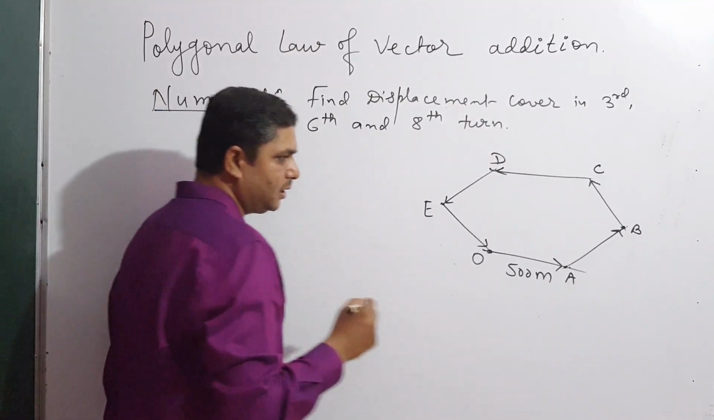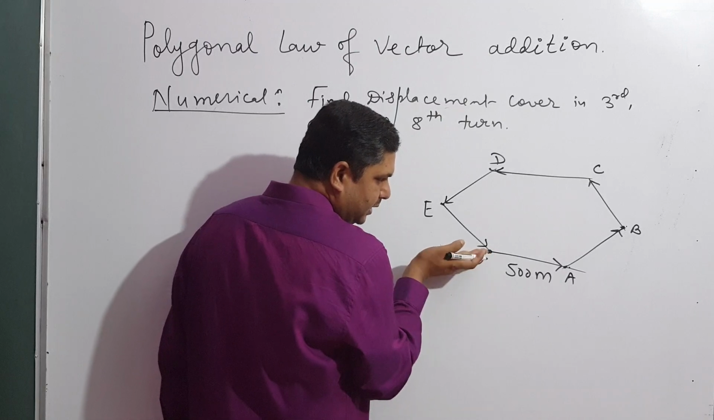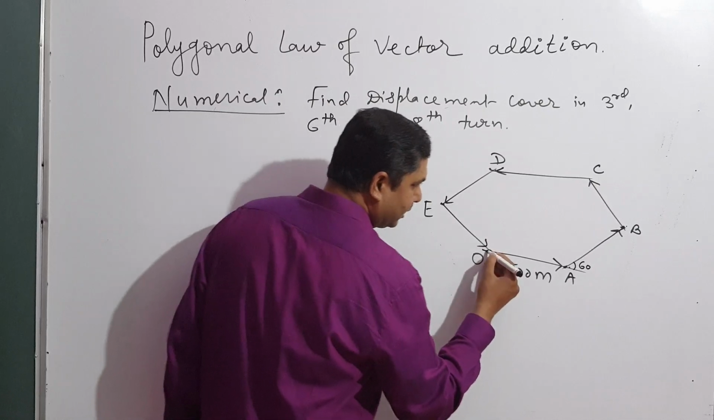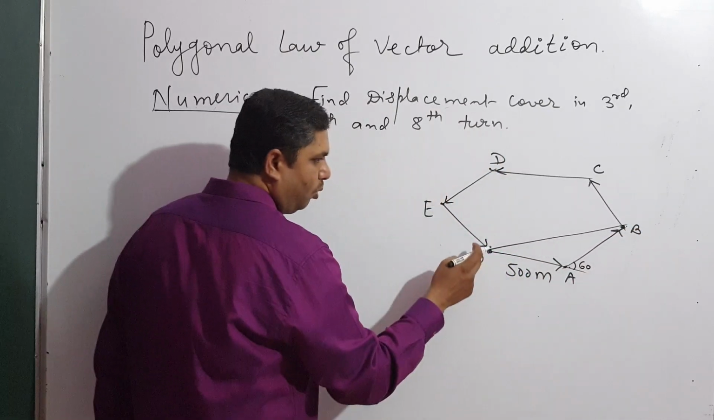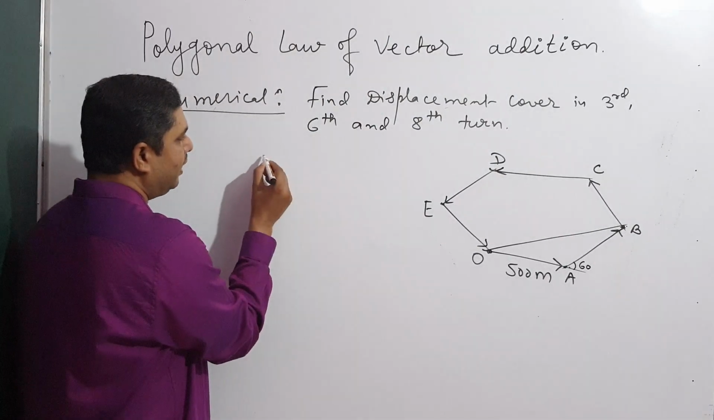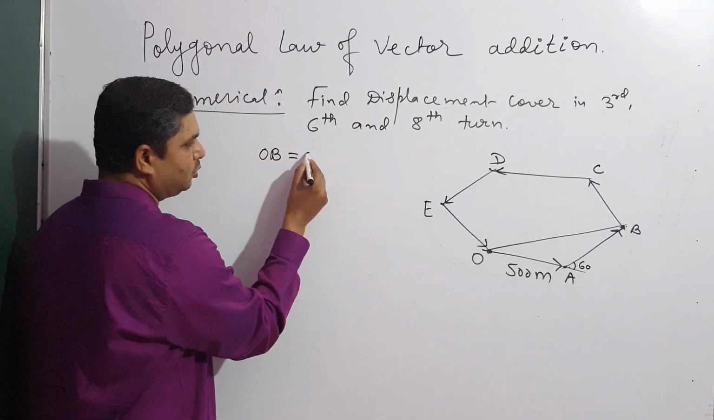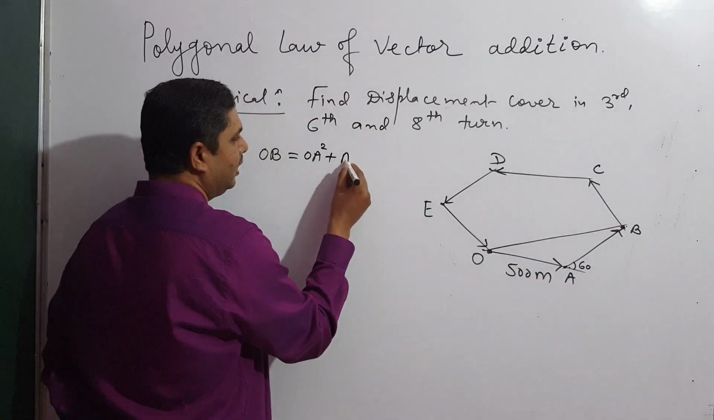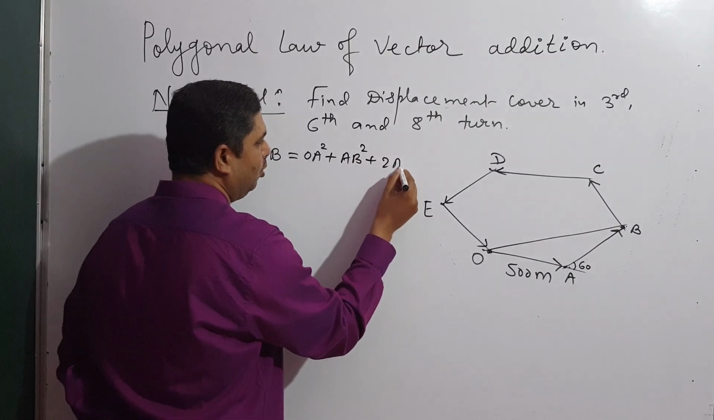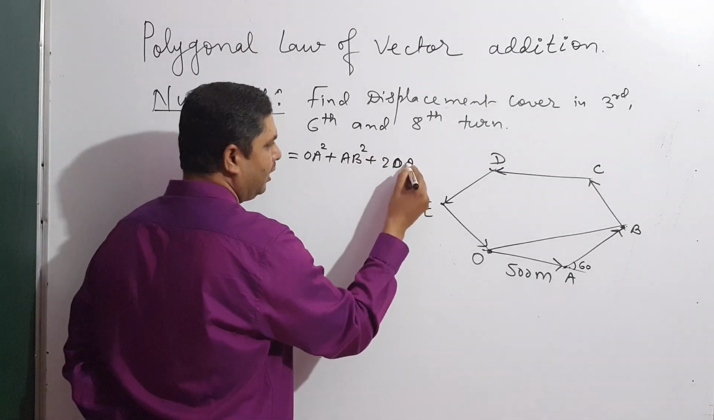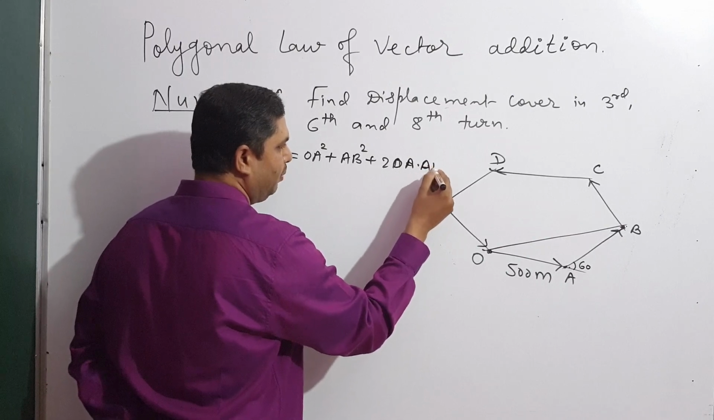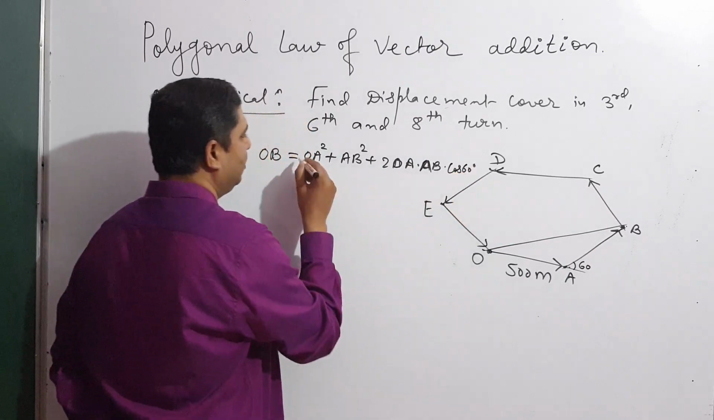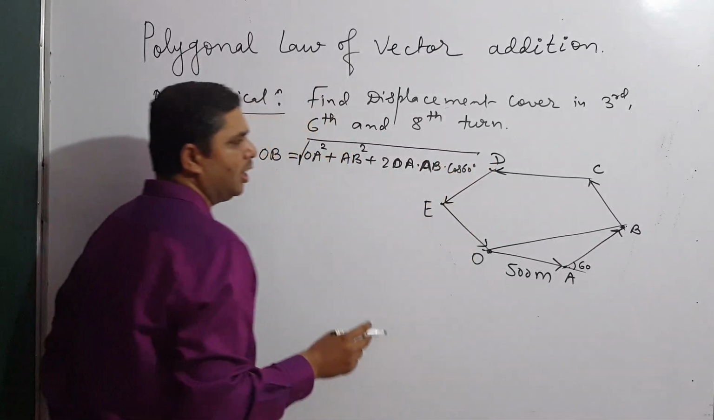How will you perform the task? First of all, as it is moving in this direction, this angle is 60 degree. Let us join this first. So the OB length: OB squared is equal to OA squared plus AB squared plus 2 OA into AB into cos 60 degree. This is according to triangle law.